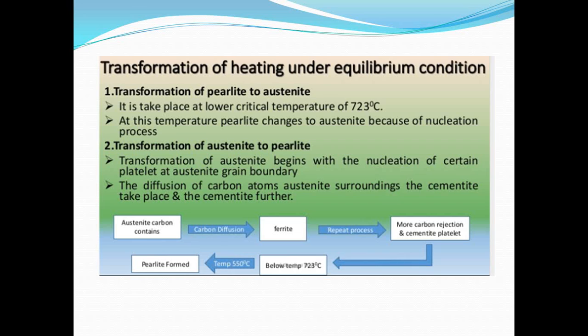Okay. Next, transformation of austenite to pearlite. How is the austenite transformed to the pearlite? This transformation begins with the nucleation of certain platelets at the austenite grain boundary. The diffusion of carbon atoms from the austenite surroundings to the cementite takes place, and the cementite continues to grow. This diagram explains how it is transformed during the heat treatment process. The austenite containing carbon converts into ferrite. When the carbon diffuses, it is directly converted into ferrite. The same process repeats again, with more carbon rejection happening and the cementite platelet forming. Below 723 degrees centigrade, at normally around 550 degrees centigrade, the austenite is directly converted into pearlite.